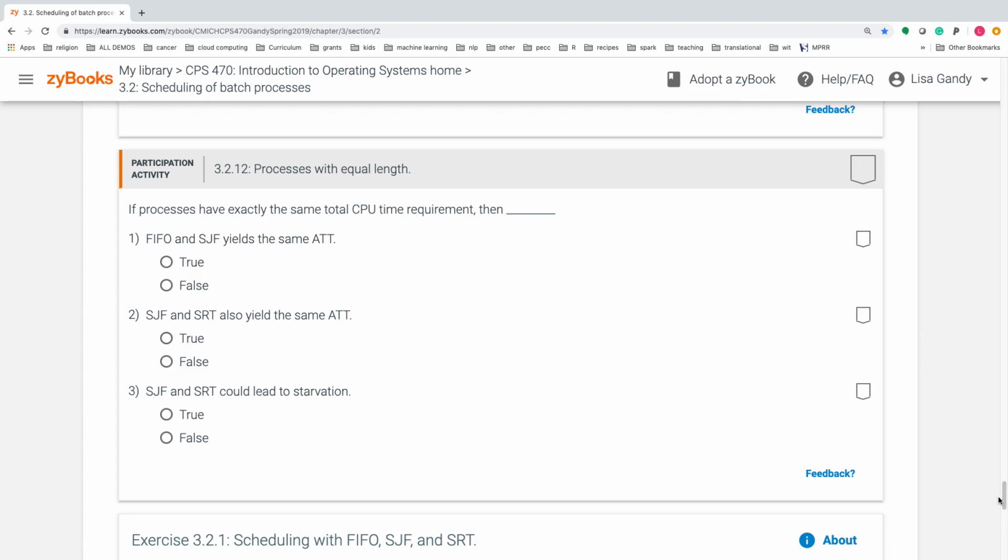I want to do this. CPU time requirement. Yeah, this will make us think about it. Okay. So, if processes have exactly the same total CPU time, then first in, first out, and shortest job first yield the same average turnaround time. If they have the same CPU time. That's not talking about when they arrive. I don't think so.